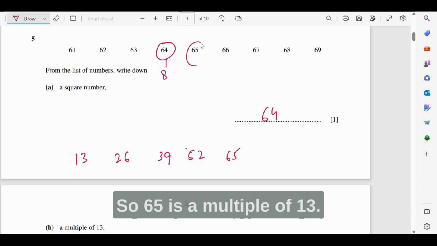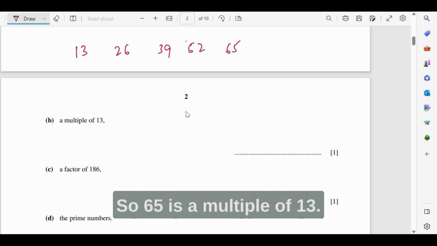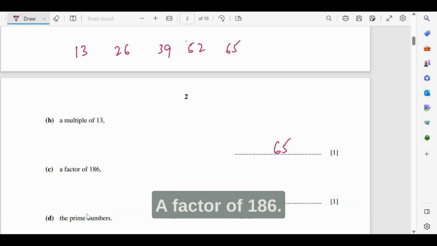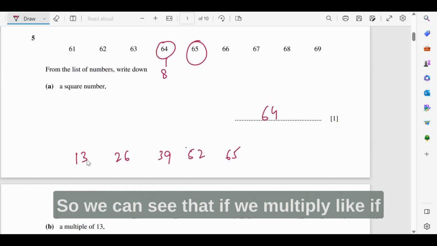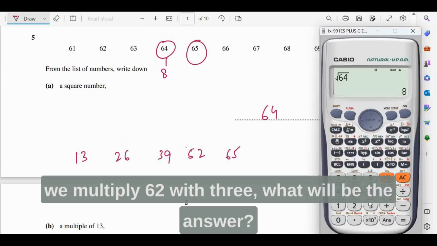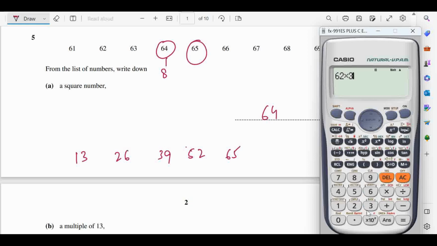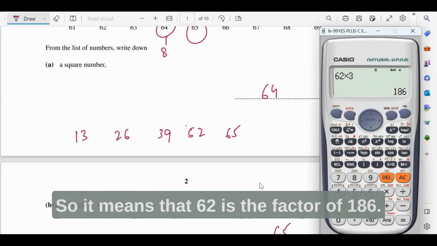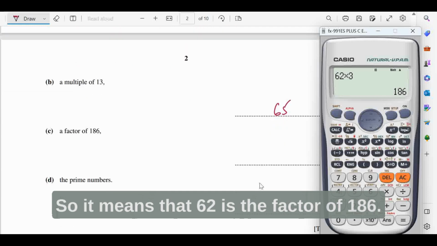So 65 is the multiple of 13. Let's move to the factors of 186. A factor of 186. So we can see that if we multiply 62 with 3, what will be the answer? So this will be 186. So it means that 62 is the factor of 186.